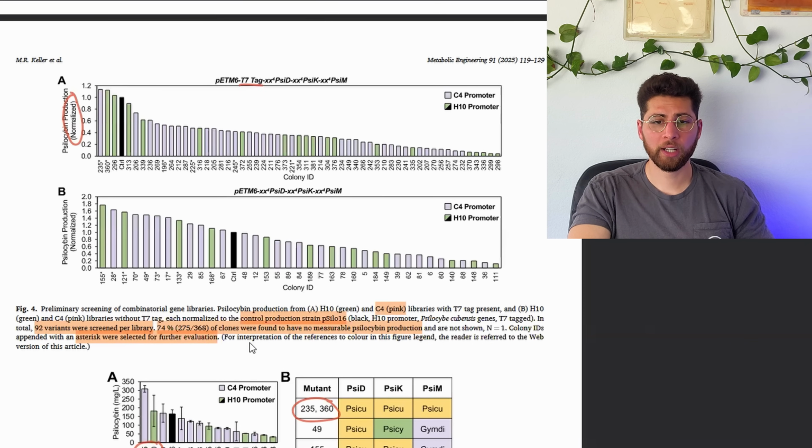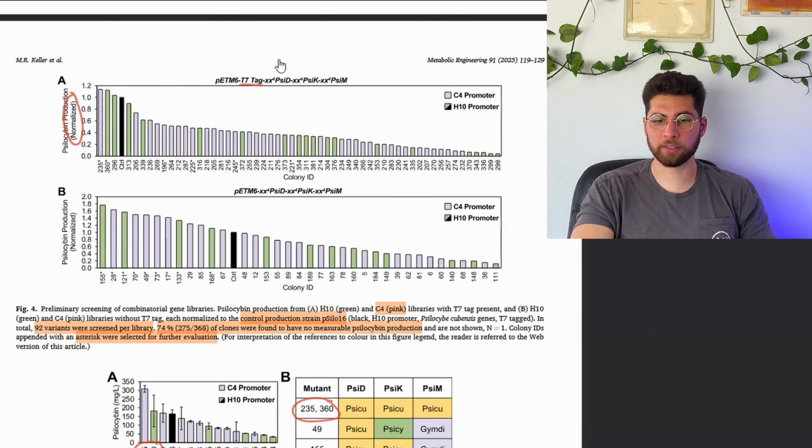And then they say here, strains with the asterisk were selected for further evaluation. So of course, these top 2, this one, this one, this one, were selected for further evaluation, and some of these as well. So this one here is with the T7 tag. So this A panel is with the T7 promoter, which I believe is an inducible promoter. And then this one is without the T7 tag. And you can see this produces way more psilocybin, which is cool.